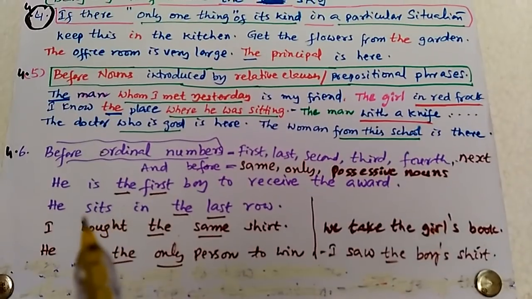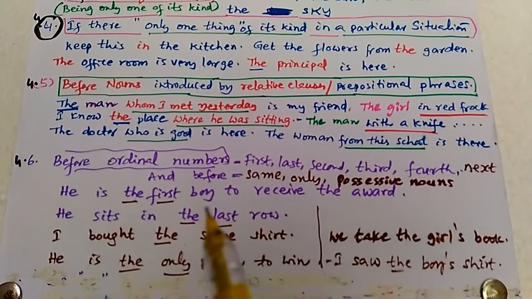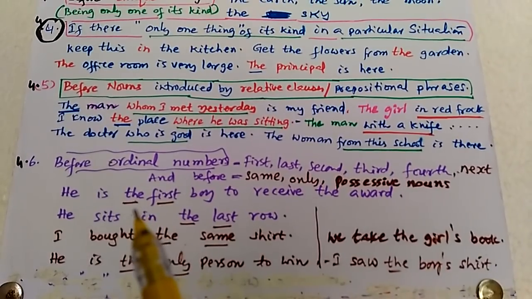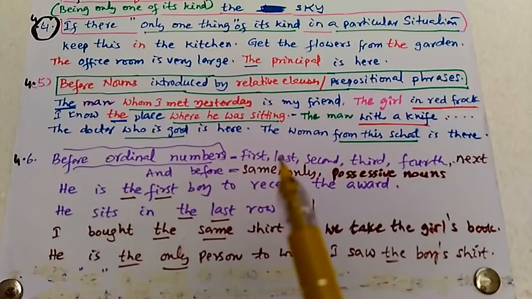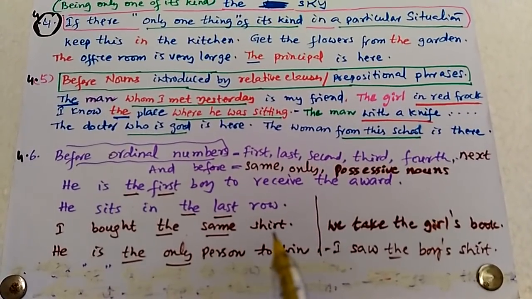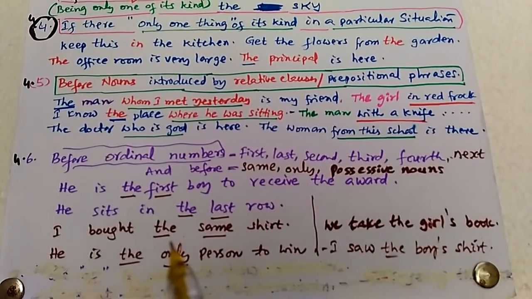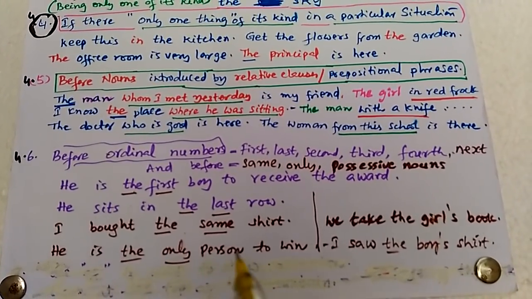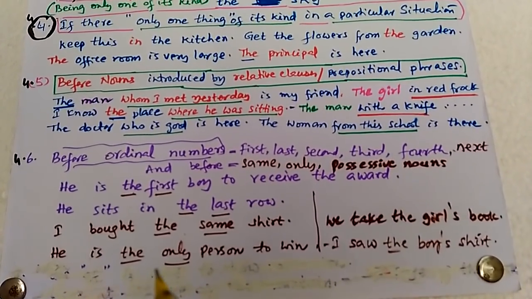Look at the examples. He is the first boy to receive the award. First is there, and before that we have to write the. He sits in the last row. Last is the word before which we have to write the. I bought the same shirt. Before the word same, we have to write the. And he is the only person to win. Here only word is there. Before that we have to write the.